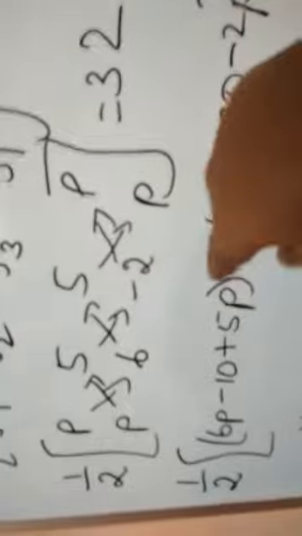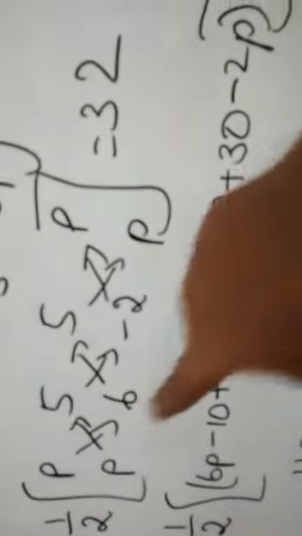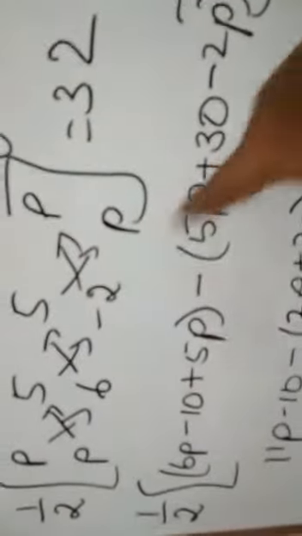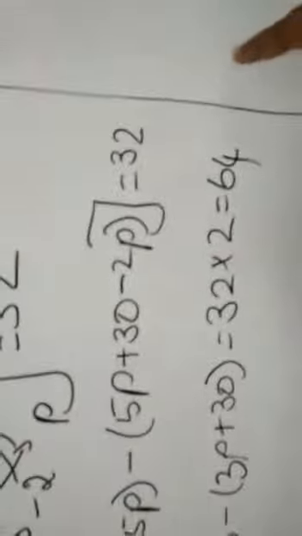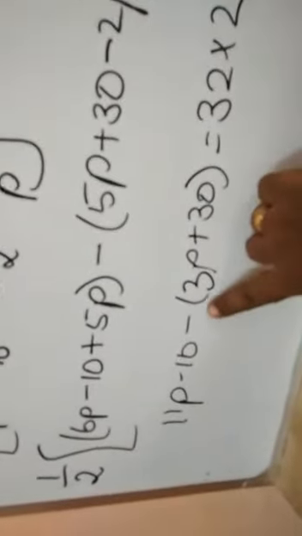Now, downward arrow minus upward arrow. So, half into p into 6, 6p, 5 into minus 2, minus 10, 5 into p, 5p, minus upward arrow, p into 5, 5p, 6 into 5 is plus 30, minus 2 into p, minus 2p is equal to 32. Now, bring this 1 by 2 to the right hand side as into 2, 32 into 2. Okay, now 6p plus 5p, 11p, minus 10, minus 5p minus 2p, 3p plus 30. Now multiply minus inside the bracket, so we will get minus 3p minus 30.